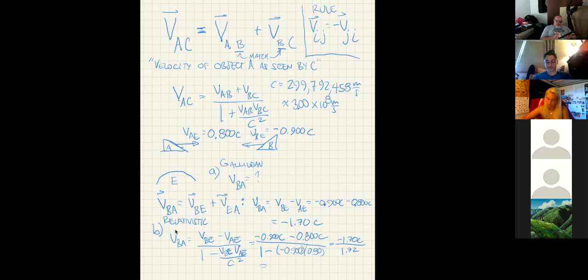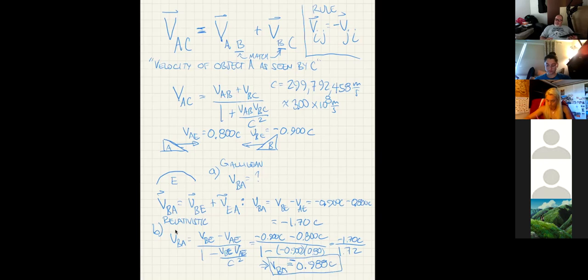So in fact, the velocity of B, as seen by A, is negative 1.70 over 1.72, and that's a 1.70 in case my writing's too small there. Actually, let me fix this. If you divide that, I think you'll get 0.988. Let me actually double check that because I'm remembering off the top of my head. And it's negative, by the way, C.